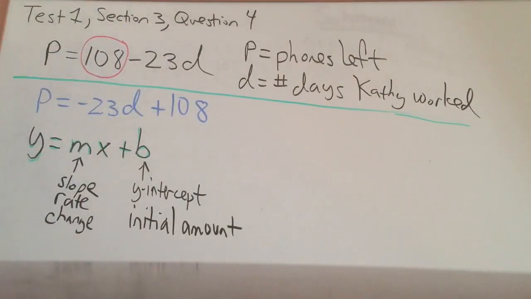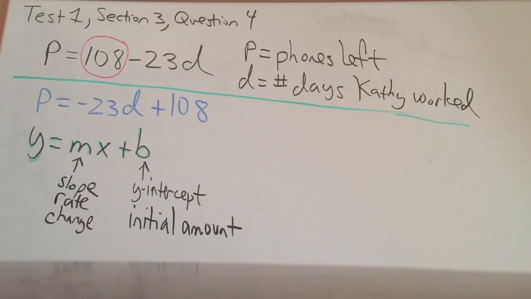In practice, you shouldn't have to do that, but you do have to just realize that the slope or rate of change is the number in front of the variable, and the initial amount is the constant. Okay, so in this case, the initial amount is 108. So now we look at the answer choices, and we pick the one that has to do with an initial amount. A says Kathy will complete the repairs within 108 days.